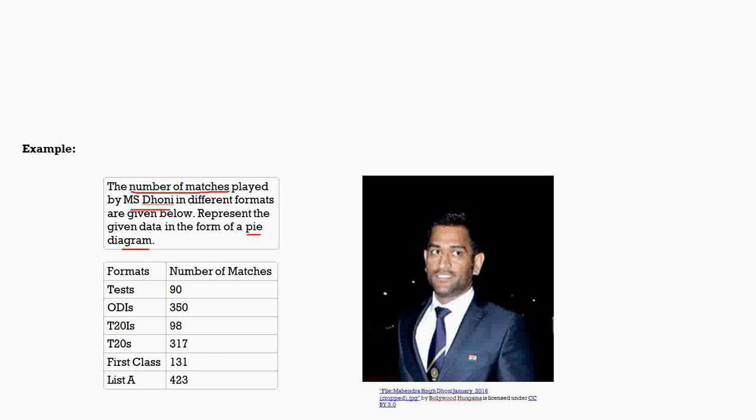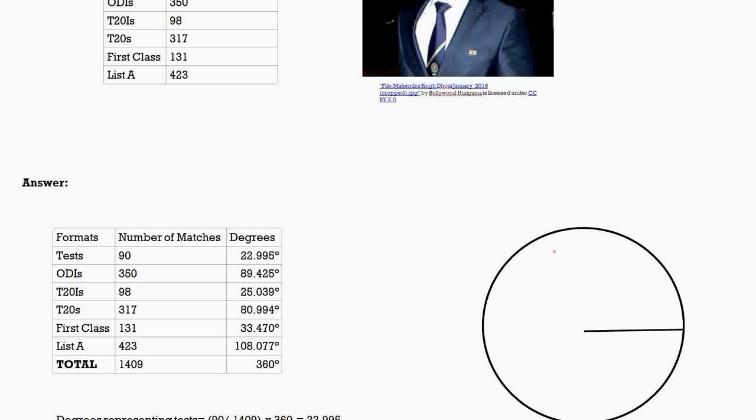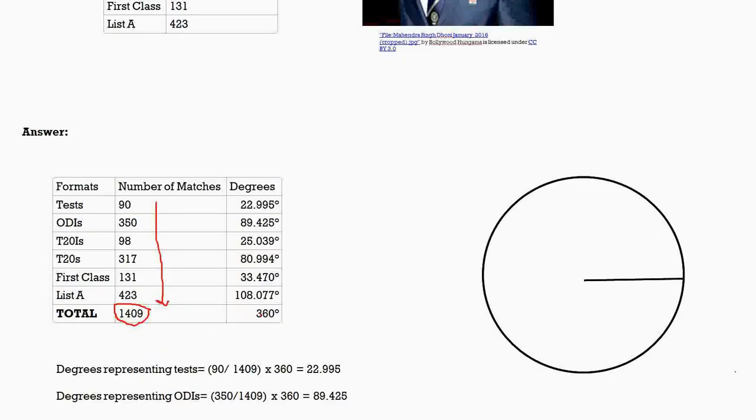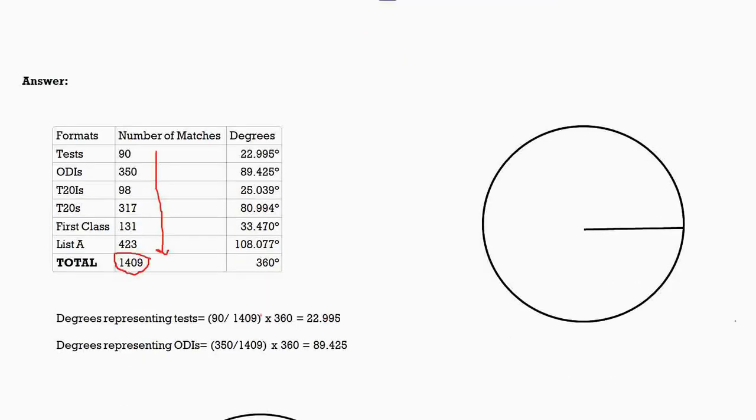What we will be doing is, we first calculate the total of all of these. The total is 1409. To calculate these degrees we use a formula similar to the one we used for the percentage. The degrees representing tests is 90 divided by 1409 into 360. You get 22.995 degrees. That is what I have marked here.